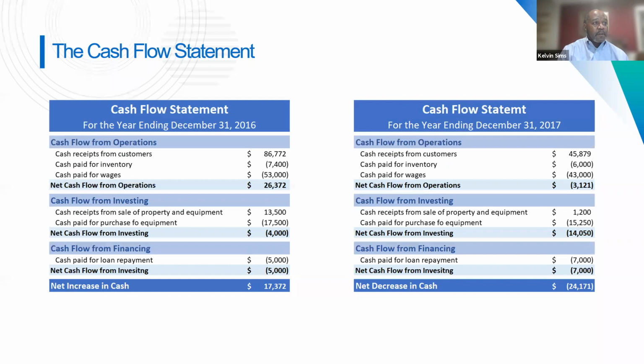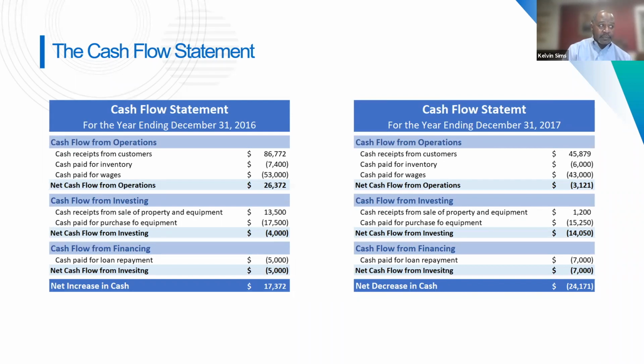And again, looking at the two cash flow statements. The company on the left, in December at the end of the year, had receipts from their customers of $86,772. They paid for inventory $7,400. For the wages, they paid out $53,000. So the net cash from their operation was $26,372.